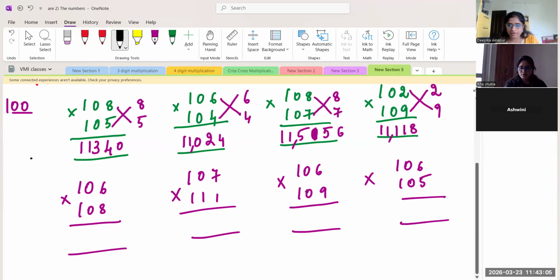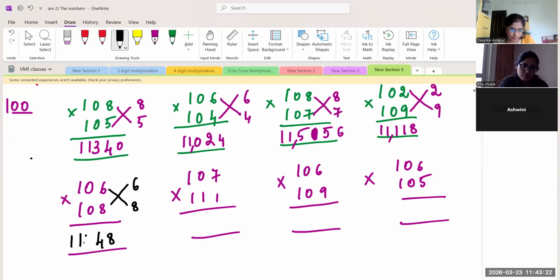100 is the base for all these numbers. So I'll take base 100. 106 minus 100 is 6. 108 minus 100 is 8. 8 sixes are 48. And 106 plus 8 is 114, or 108 plus 6 is also 114. That's it.